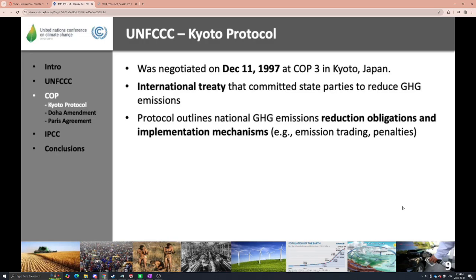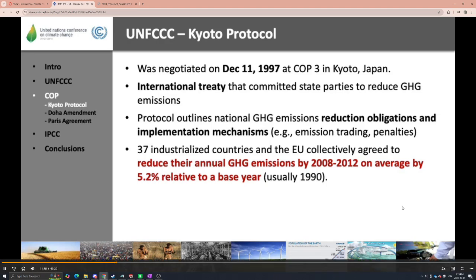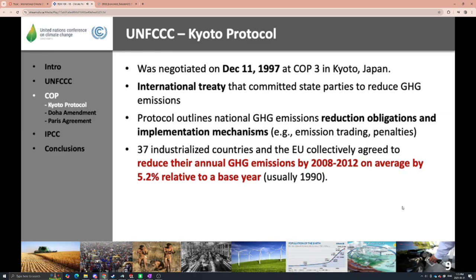In the Kyoto Protocol, 37 industrialized nations and the European Union agreed that by a target year between 2008 and 2012, signatories would reduce their greenhouse gas emissions on average by 5.2% relative to a base year. The base year was 1990 for most of the countries. Developing countries, on the other hand, did not have to commit to any emission reductions.